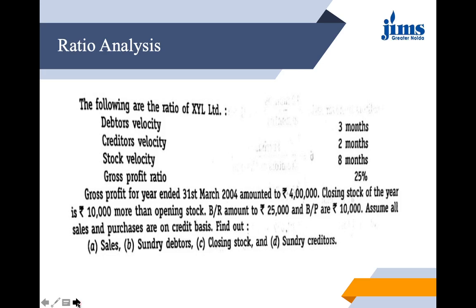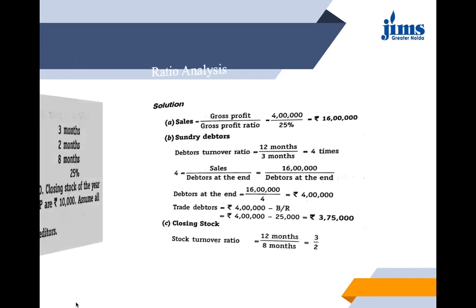So in that case also again we can consider opening stock as X and closing stock as X plus 10,000. Bills receivable is 25,000. Bills payable is 10,000. We need to assume all sales and purchases are on credit basis. So we need to find out the sales, sundry debtors, closing stock and sundry creditors. Let us see one by one how to calculate these.